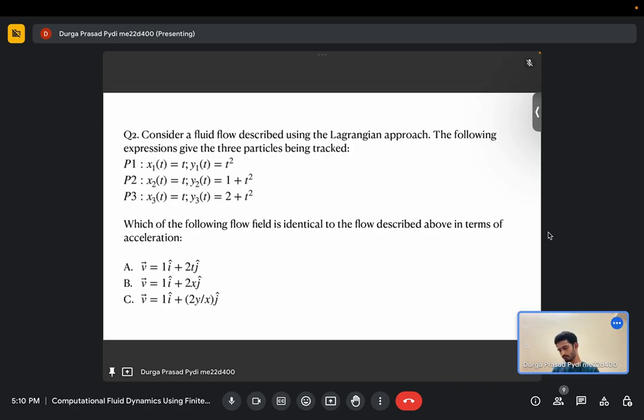And then we have how to relate the Eulerian and the Lagrangian. We have one conversion from the material derivative with respect to this. So this particular problem tries to address that.